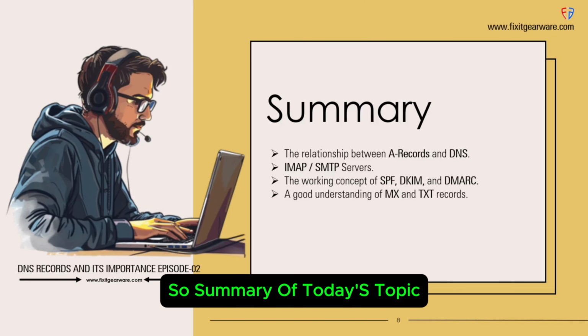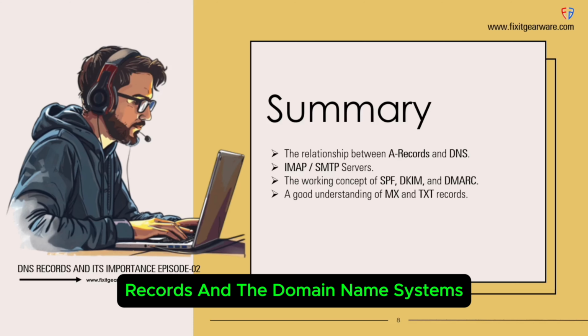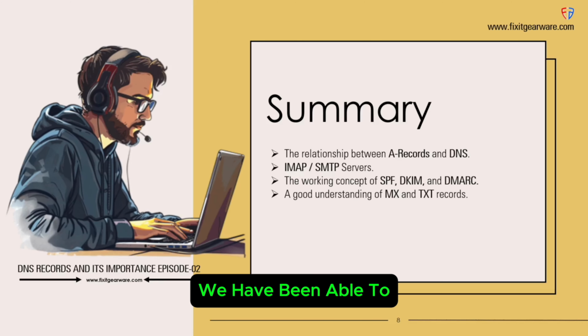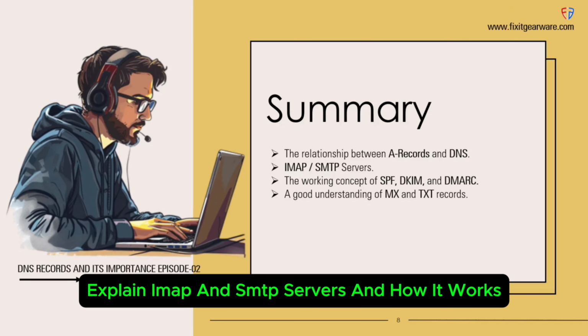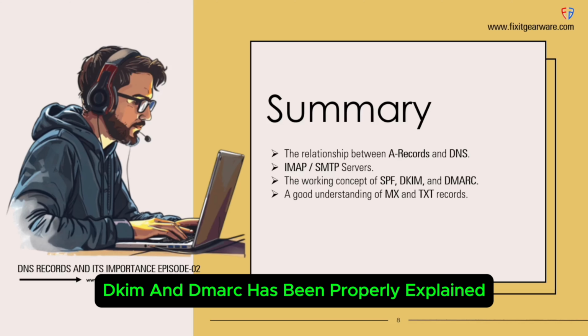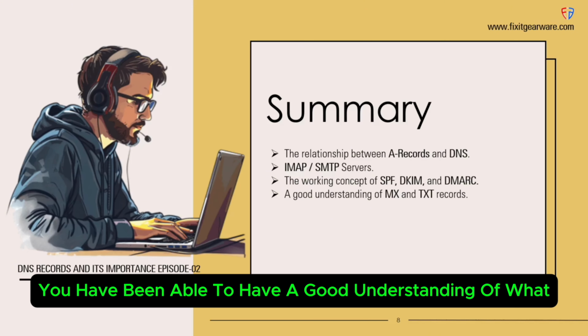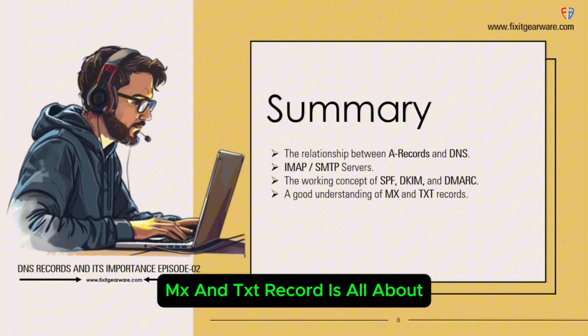So, summary of today's topic, we have been able to talk about the relationship between A records and the domain name system. We have been able to explain IMAP and SMTP servers and how they work. Then the working concept of SPF, DKIM, and DMARC has been properly explained. And after we have explained all this, you have been able to have a good understanding of what MX and TXT records are all about.